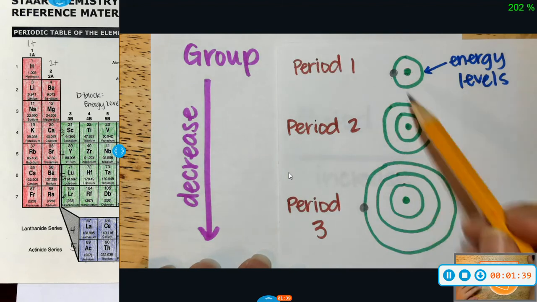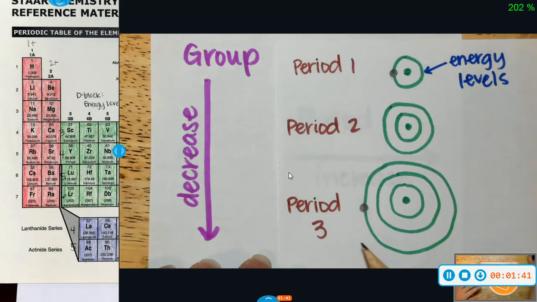But if we take a look at an electron of an atom that's further down the periodic table, let's say on the third energy level, the attraction between this electron and our nucleus is going to be weaker. So you can consider them holding hands.